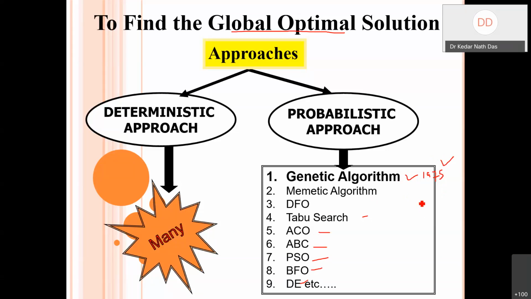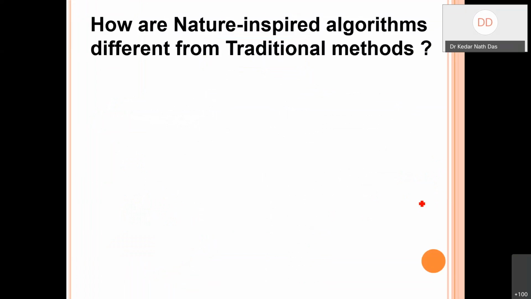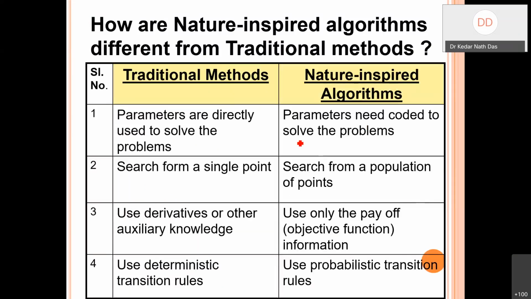Now, these nature-inspired algorithms are actually different from the traditional methods, because in the traditional methods the parameters are directly used. But here we need to encode them, using either a binary, hexadecimal or decimal encoding system. We have to code them first. In the traditional methods, the search starts from a single point, whereas a population of points is required for the nature-inspired or evolutionary algorithms. As I said, some auxiliary knowledge, like differentiability and continuity, is required for the traditional methods, but it is not required here at all. Only the payoff value, that is, the objective function value, is required in the nature-inspired method.